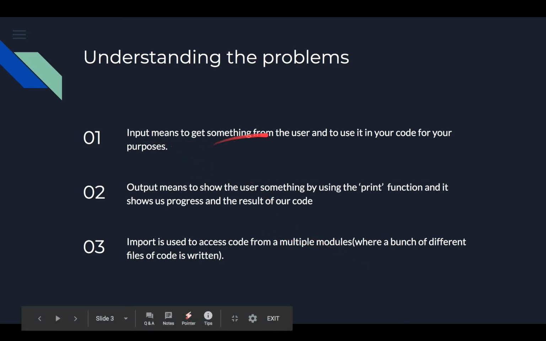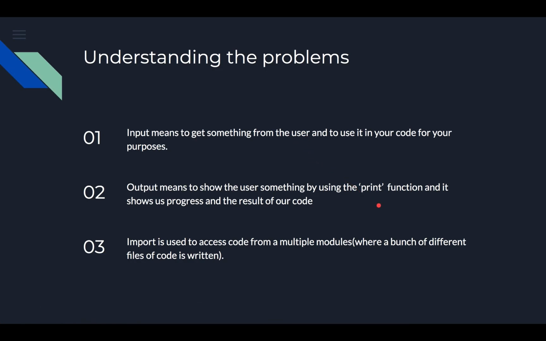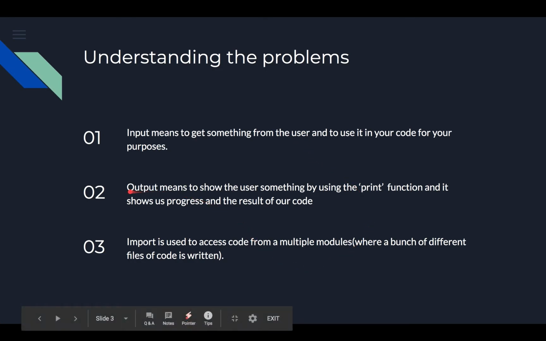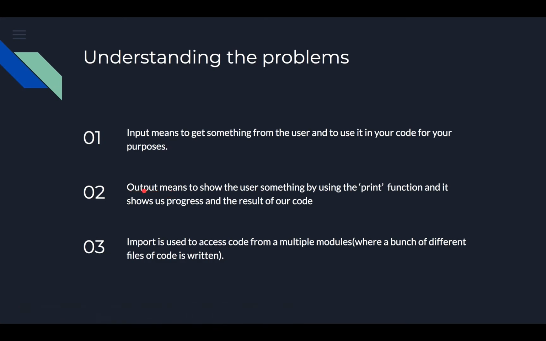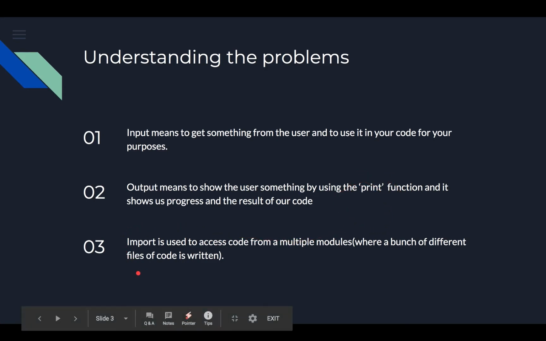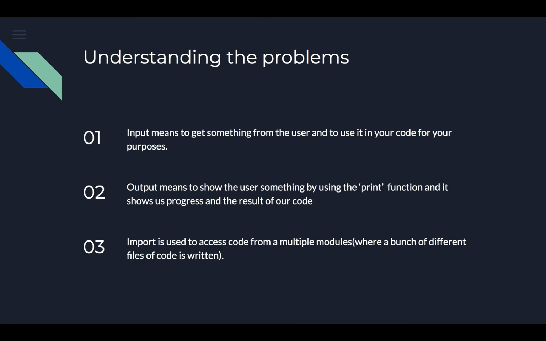Input means to get something from a user and put it inside your code and do something with it. Output means to show the user by using the print function, which we used in the last tutorial. And import is basically to access code from multiple modules, which is a whole bunch of different files of code which is written for you to access.